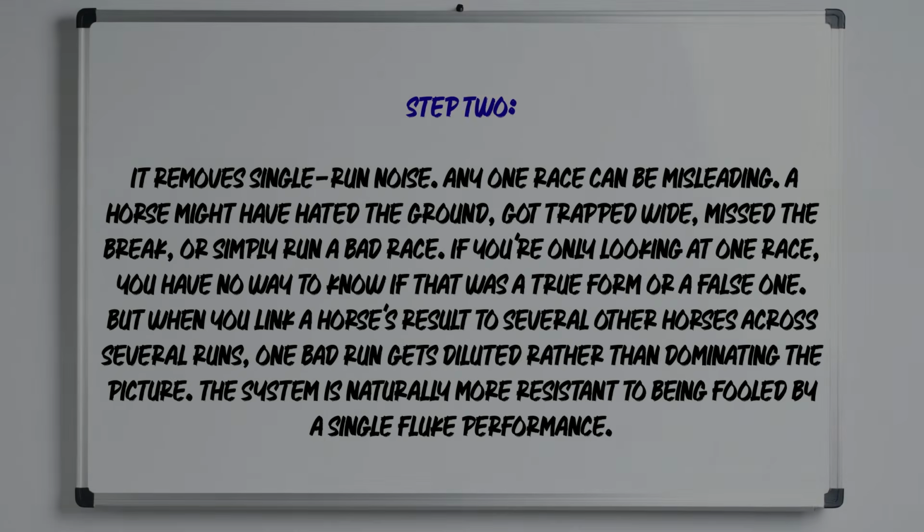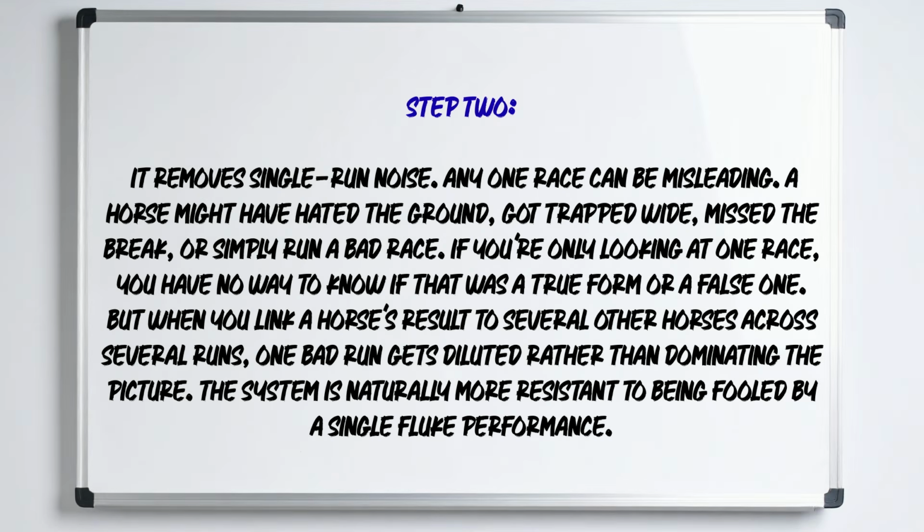Step 2, it removes single-run noise. Any one race can be misleading. A horse might have hated the ground, got trapped wide, missed the break or simply run a bad race. If you're only looking at one race, you have no way of knowing if that was true form or false form. But when you link a horse's results to several other horses across several runs, one bad result gets diluted rather than dominating the picture. The system is naturally more resistant to being fooled by a single fluke performance.